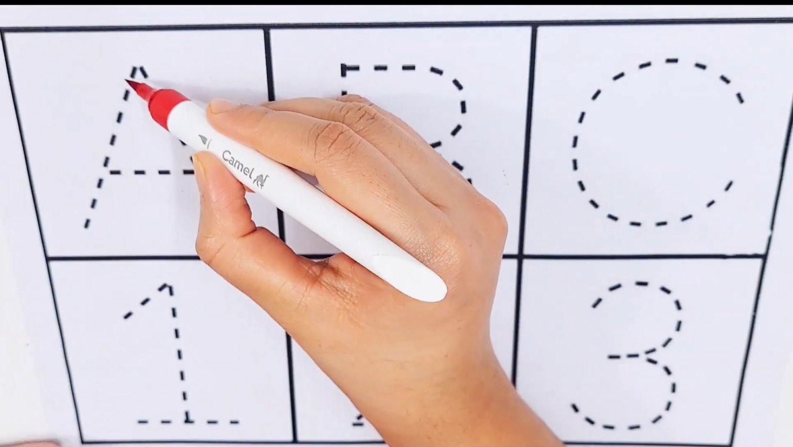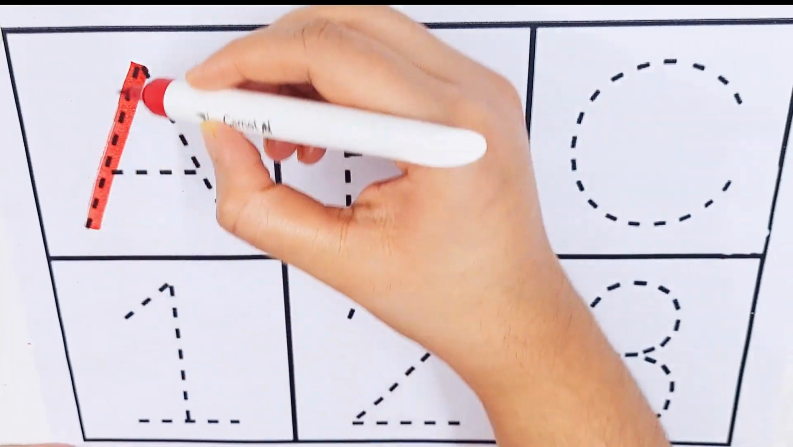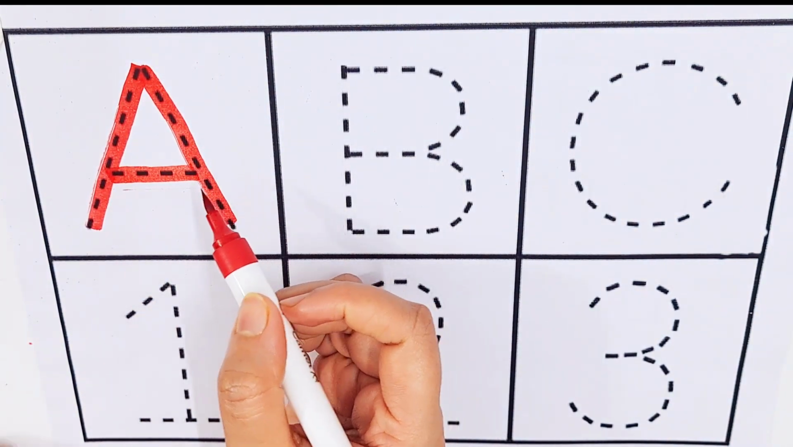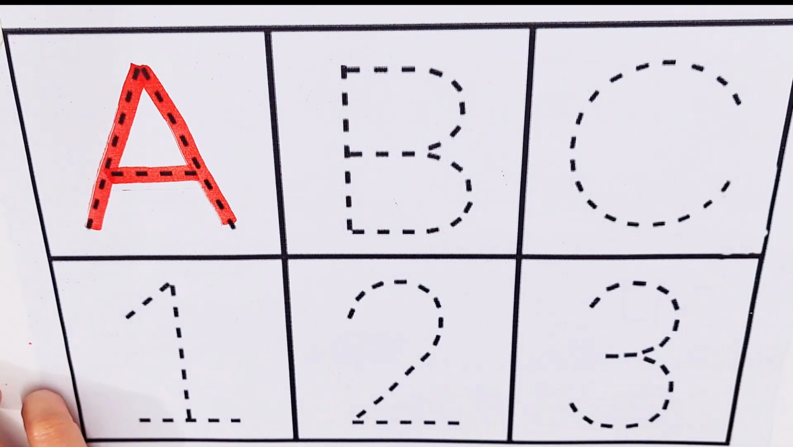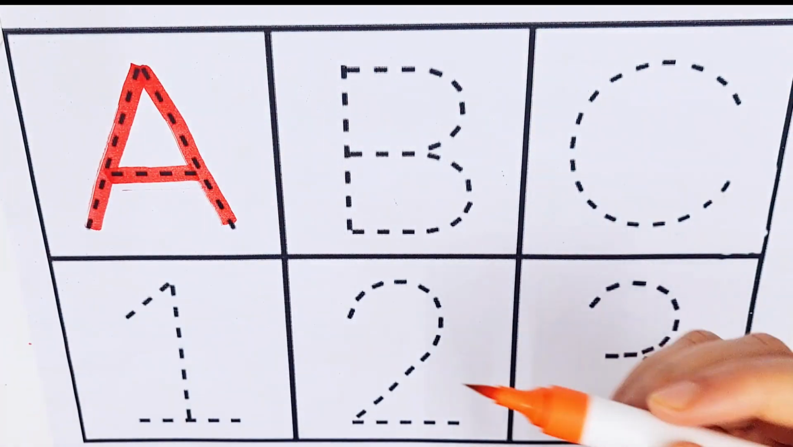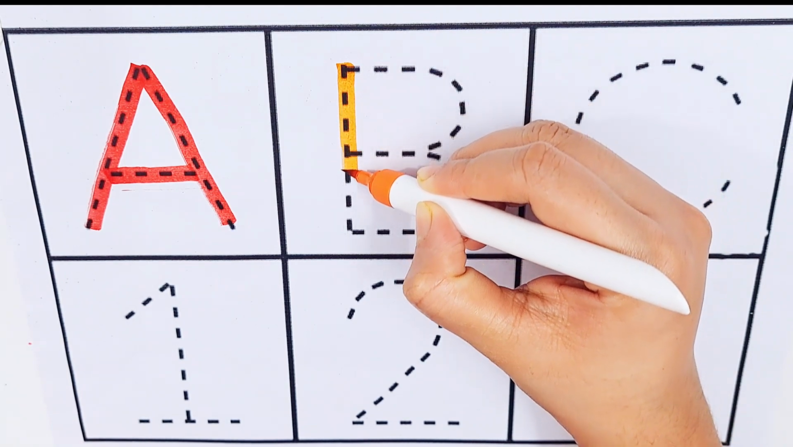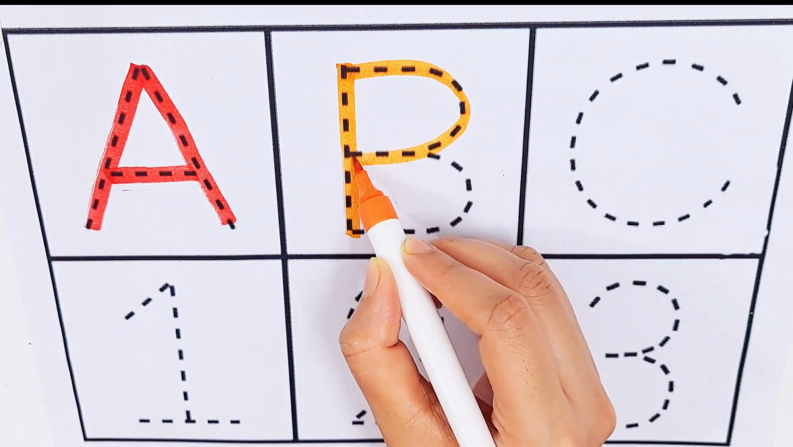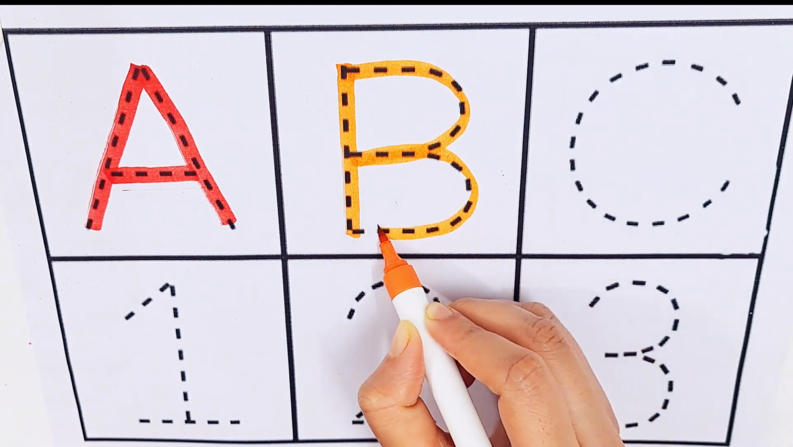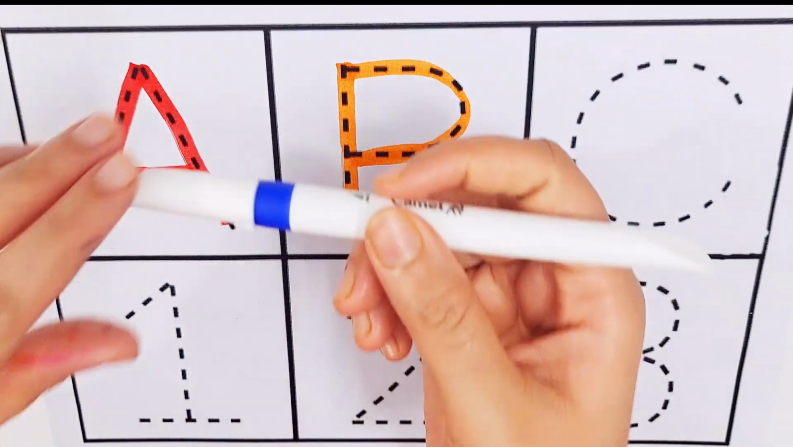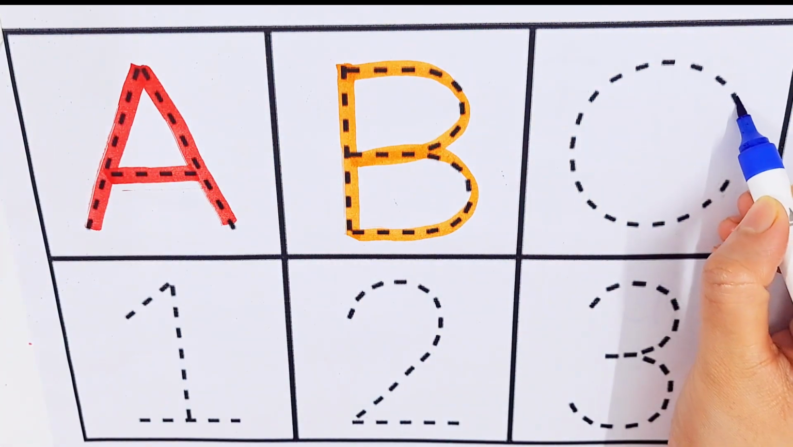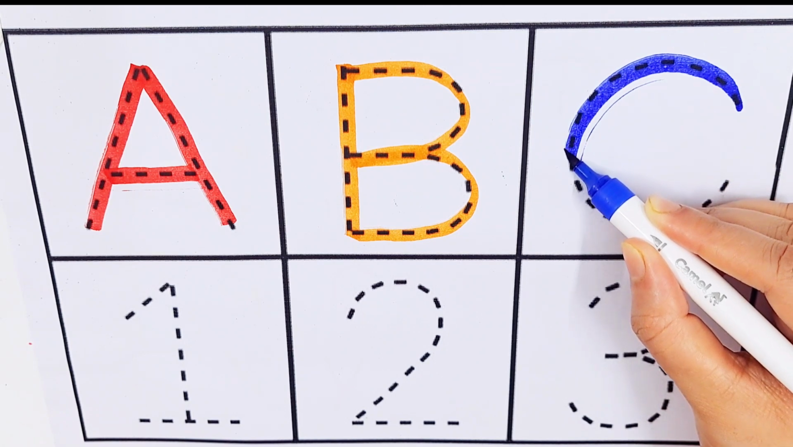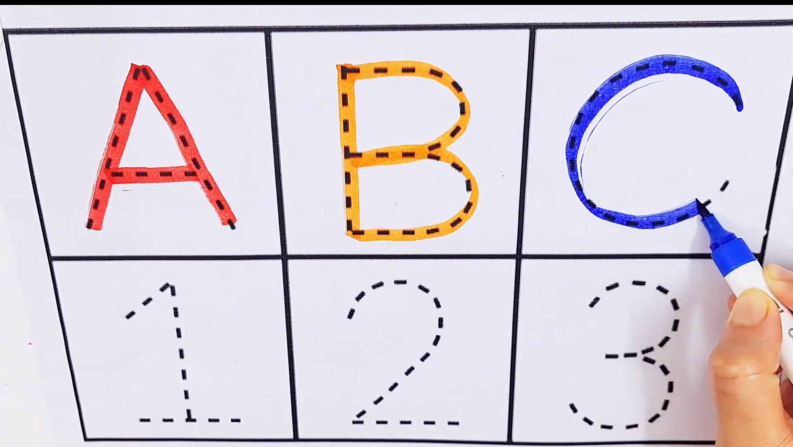Red color. A for avocado. A for ant. Orange color. B for butterfly. B for banana. Dark blue color. C for candy. C for candle.